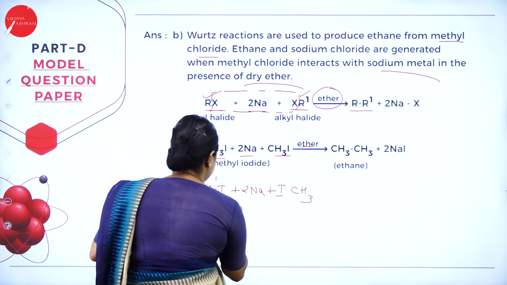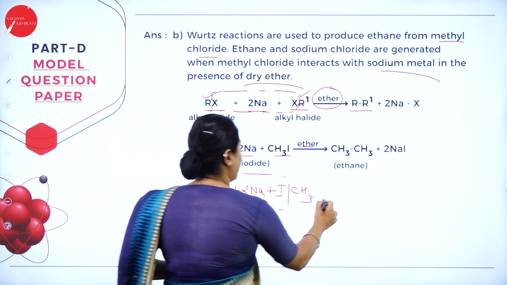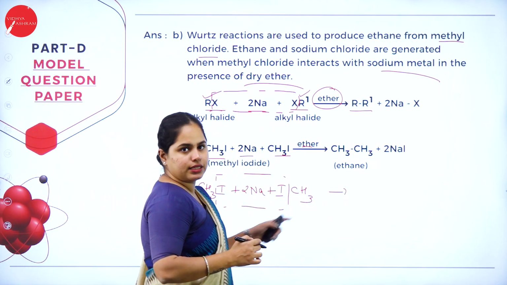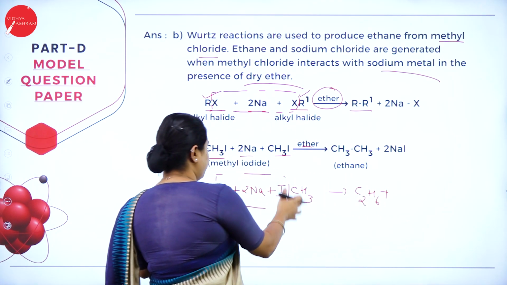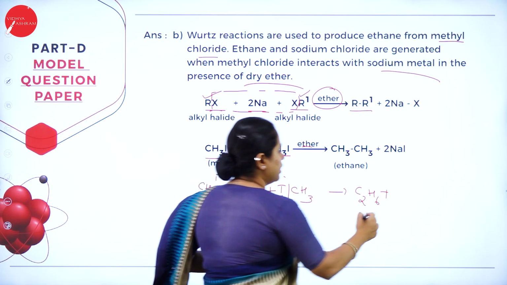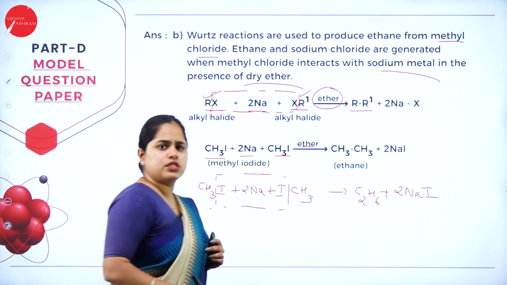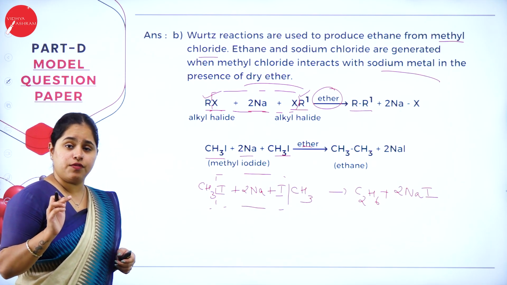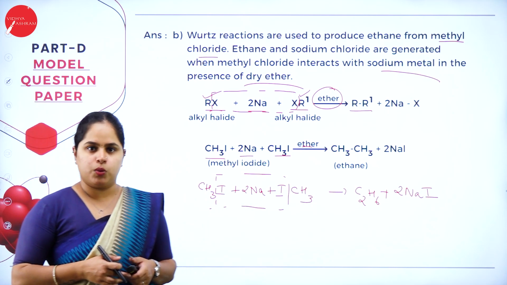Okay. Now what happens? This much part will be removed. In presence of dry ether, what happens? You will get CH3 and CH3, which is C2H6. Ethane is obtained. Now what is removed from here? 2NaI, right? 2NaI, sodium iodide. So this is Wurtz reaction. So this is a very simple reaction, and it is a very, very important reaction also. Many times they have asked this in the question paper.